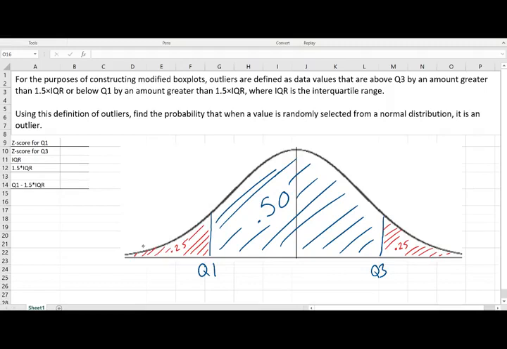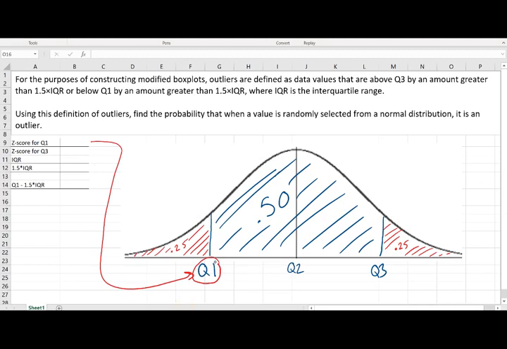So remember Q2, which we don't need for this problem, but Q2 is the median of the data set, and with the normal distribution that's also equal to the mean because it's symmetric. Now, we need to find, in this case, we're dealing with the normal distribution, so Q1 and Q3 are going to be z-scores. So we need to find the z-score here. Like what is the z-score for Q1?